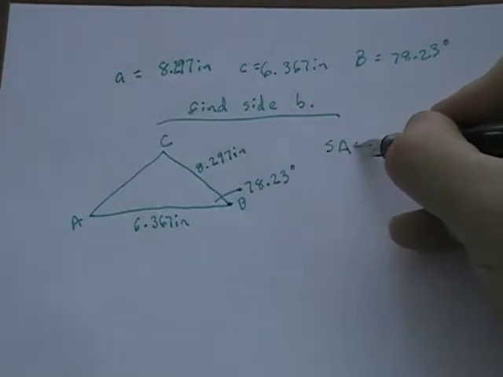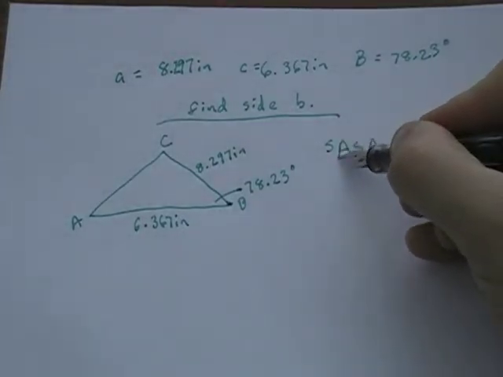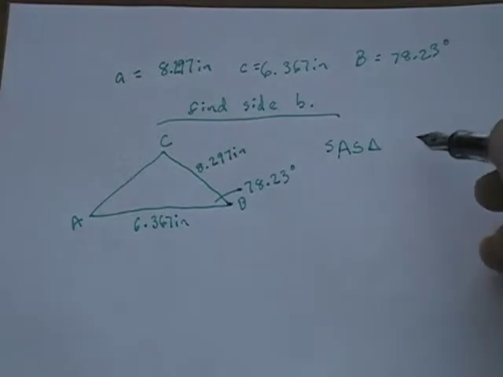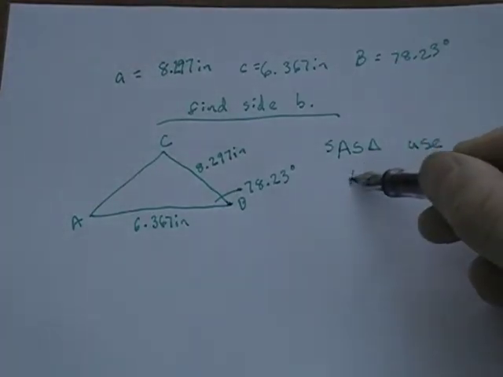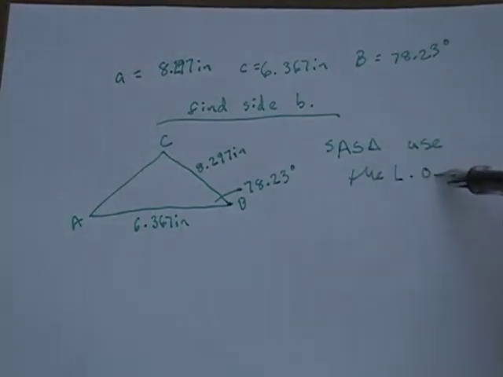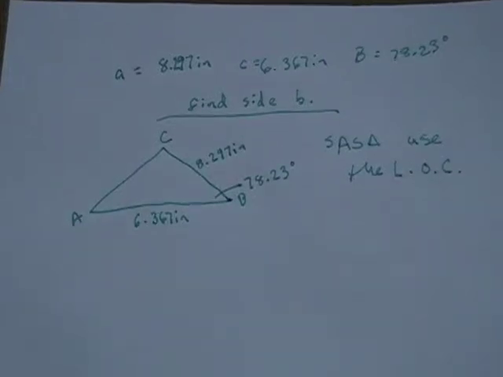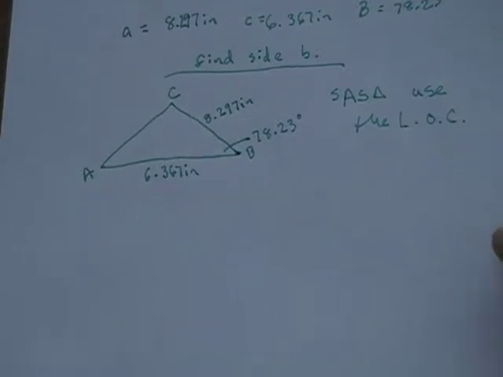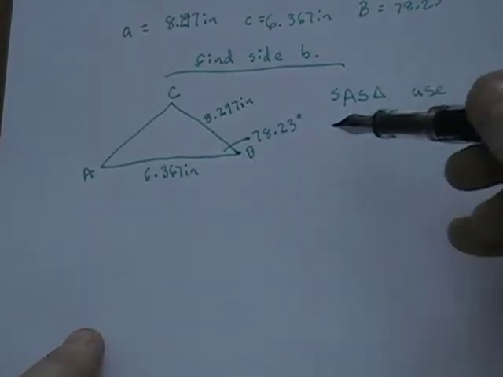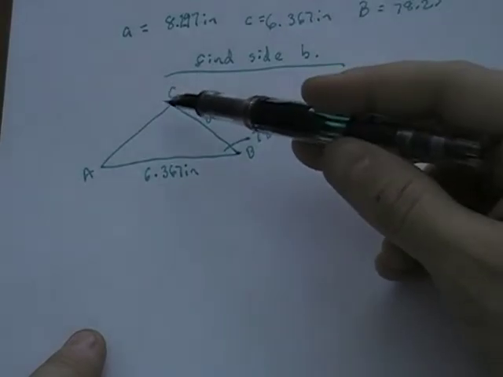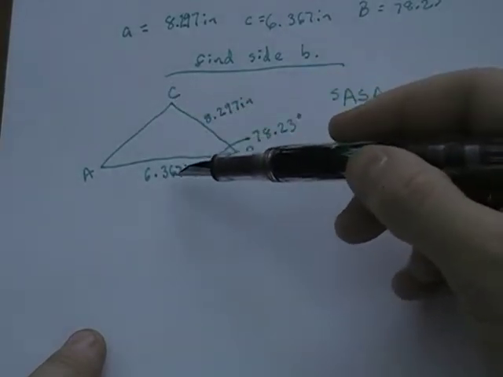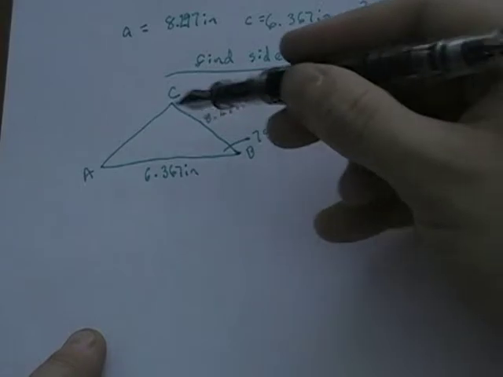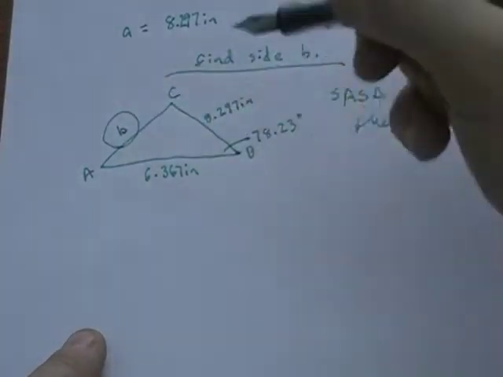Side angle side triangle. And that tells me that I need to use the law of cosines. I guess they should call it the law of cosines or the laws of cosine. However, some English teacher can correct me in the comments. But there's actually three of them. One solves for side A, one solves for side B, and one solves for side C. Now I want the one that solves for side B because that's what I'm looking for.